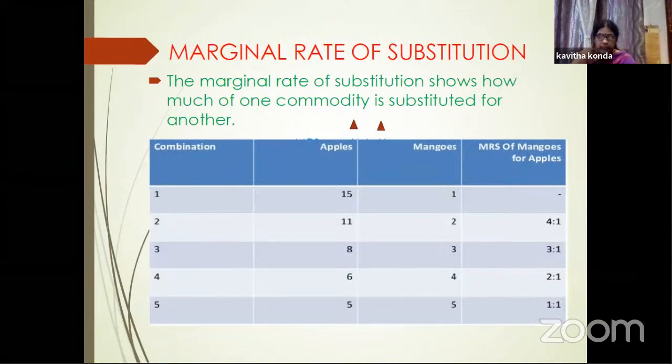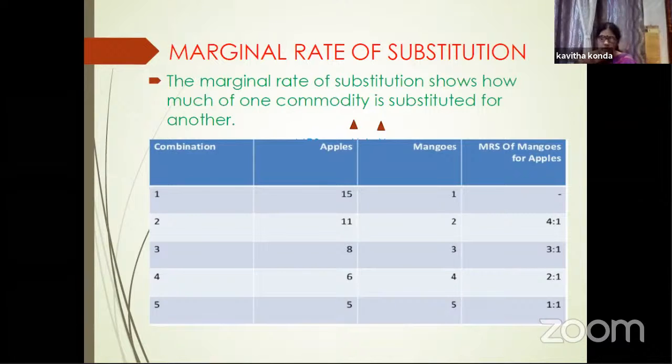Okay. And the next one, basing on this, we can explain the marginal rate of substitution. Marginal rate of substitution means, as I told you, how we are substituting mangoes and apples. A few minutes before, I told you about the indifference schedule, where we saw how we forego apples to get more mangoes. Here we can see this combination, how we are substituting apples for mangoes.